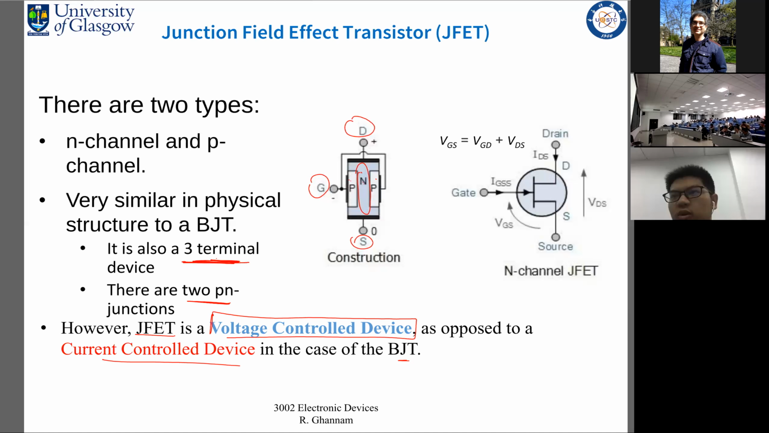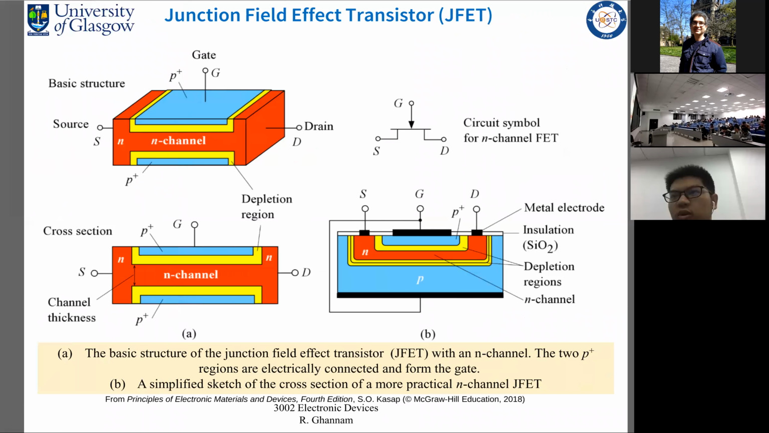Here is a schematic representation of our JFET. VGS, the voltage between the gate and the source, is equal to VGD, the voltage between the gate and the drain, plus VDS, the voltage between the drain and the source. Here are some schematic representations of a JFET.